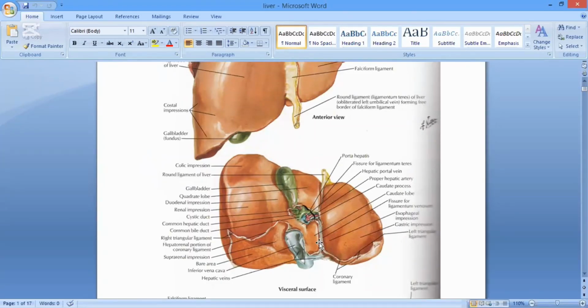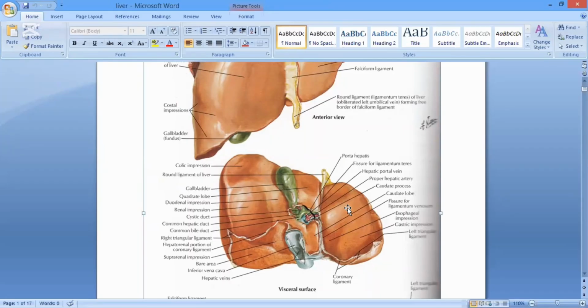You can see these longitudinal depressions in this region, right? And horizontal in this region. So multiple fissures and different impressions, right? These multiple fissures and these impressions give it an irregular appearance because this surface lies over the different viscera. So it is molded to the adjacent viscera.